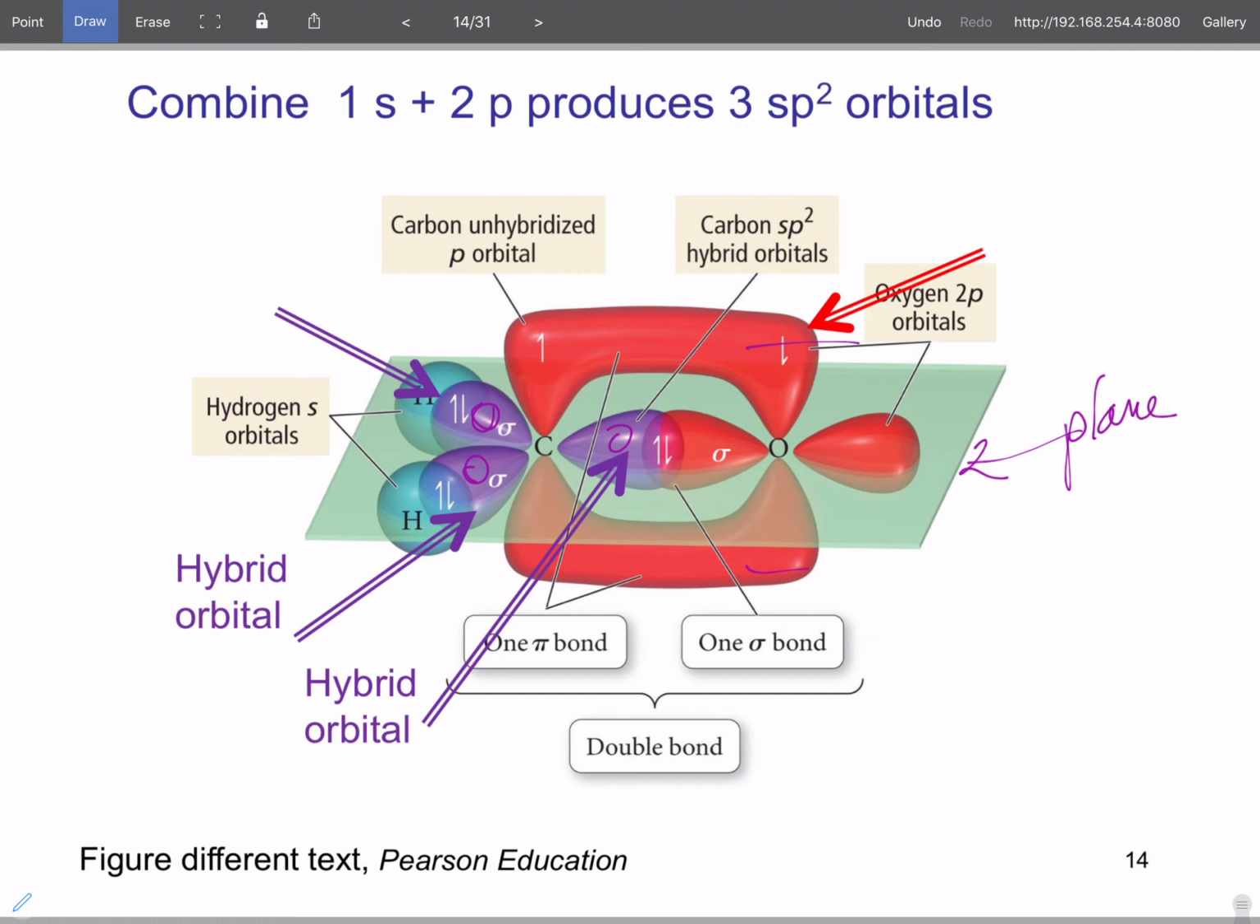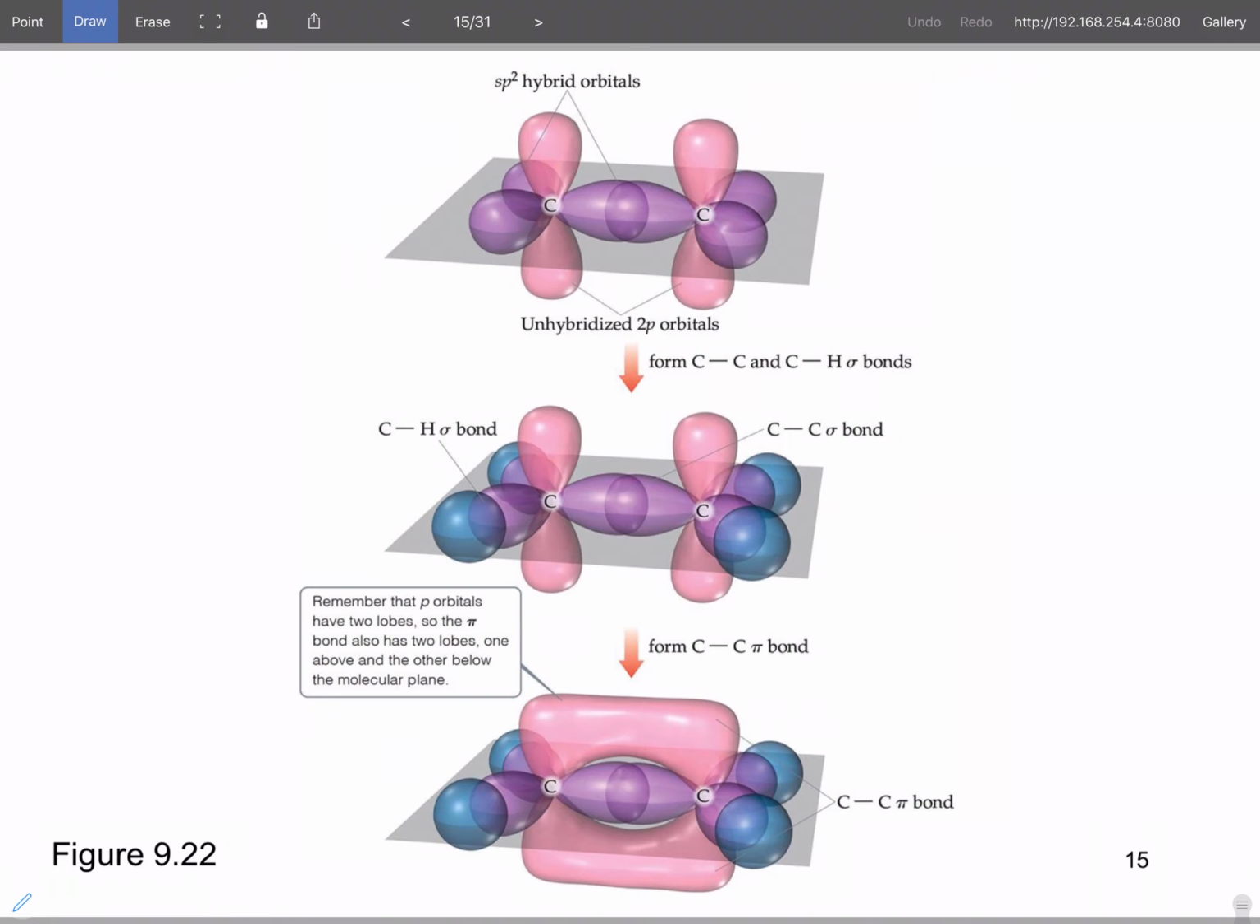So what we have here is 3 sigma bonds and 1 pi bond associated with the carbon, and 3 sigmas and 1 pi. And they're not showing you the second lone pair in the oxygen, so I'm not going to go there with the oxygen. So remember, if you group 1 sigma and 2 pi's, you end up with 3 sp2s.